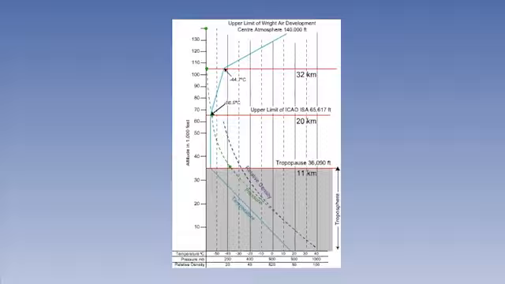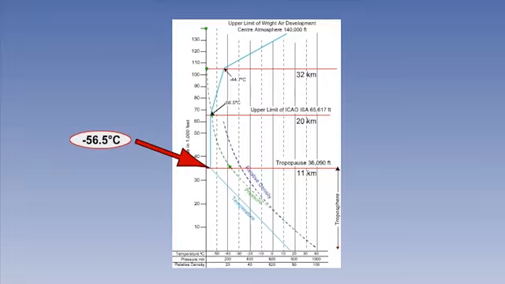From the surface, up to 36,090 feet, or 11 kilometers, the temperature decreases at a constant rate of 1.98 degrees Celsius per 1,000 feet, or by 0.65 degrees Celsius per 100 meters. The temperature decreases down to minus 56.5 degrees Celsius. This is where we find the tropopause in ISA, and the temperature no longer decreases with altitude.